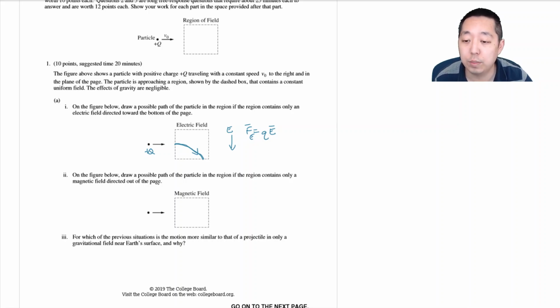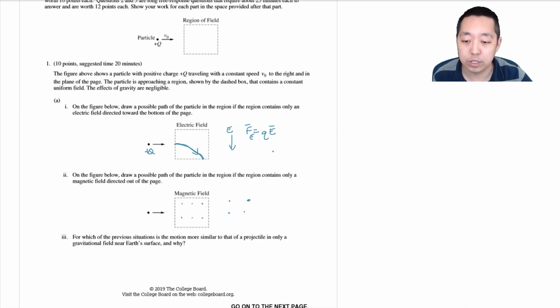On the figure below, draw a possible path of the particle if the region contains only a magnetic field directed out of the page. So the magnetic field is like this, out of the page. I could put the dots in here if you want. That's what it means to be out of the page. And we just use our right-hand rule. My right-hand rule is a little different, but I'll try to use the finger ones because that's pretty common.